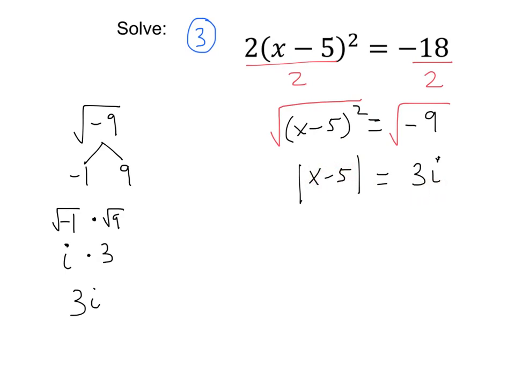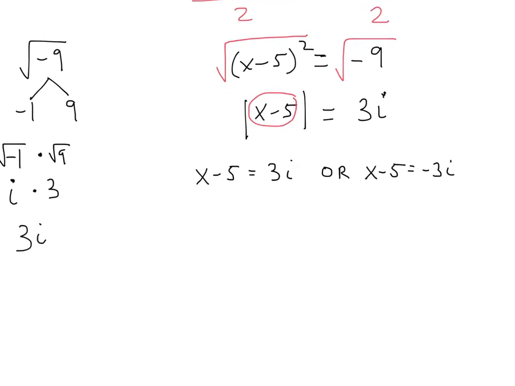So let's think about it. What could I possibly put in here? What could possibly go inside right here? It could either be 3i or it could be negative 3i. So what we can say then is that x minus 5 could either be equal to 3i or x minus 5 could be equal to negative 3i. Those are the two cases.